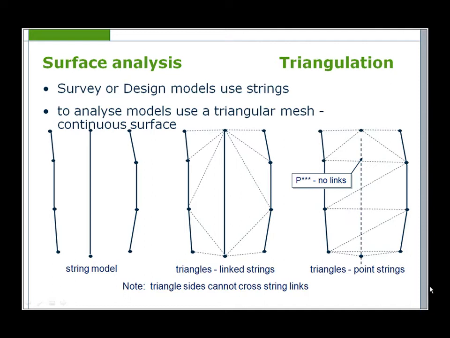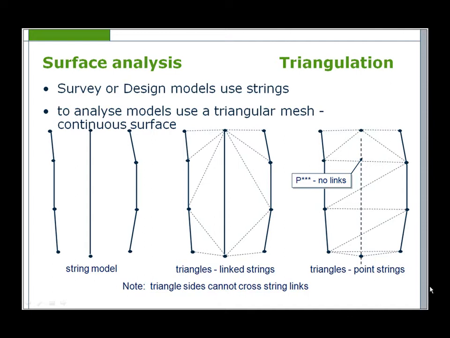Our survey model is a model that is made up of strings and points. If we were to take a section through any part of that model, because the model is made up of strings and points, MX would have to interpolate levels between the points in order to ascertain any Z values. In order to overcome this, we create our triangular mesh.